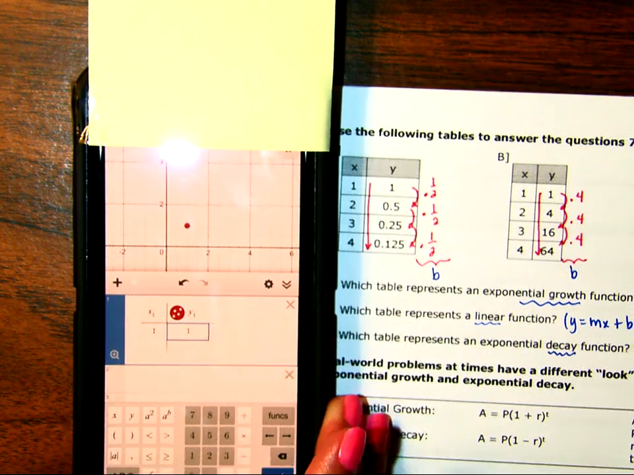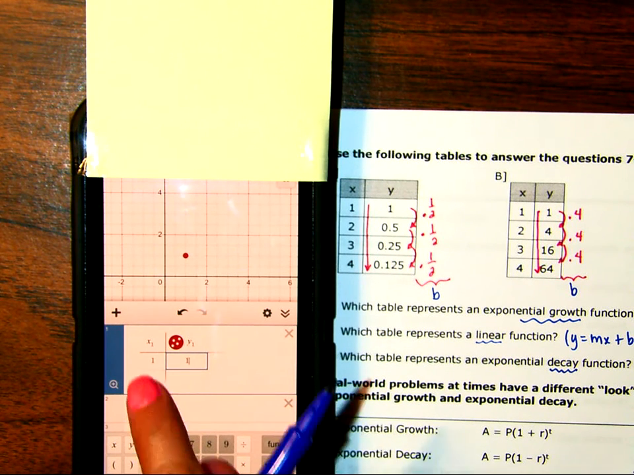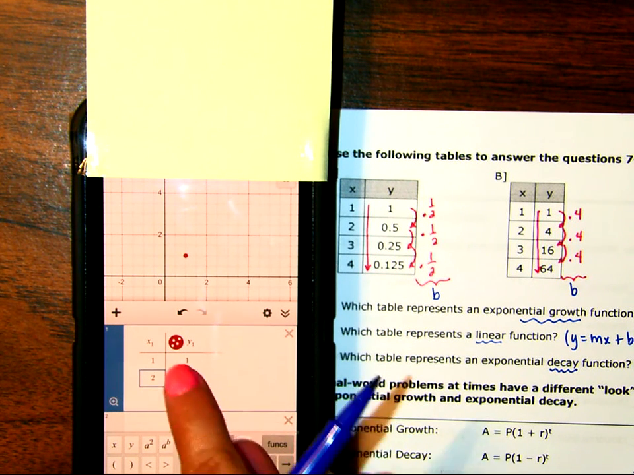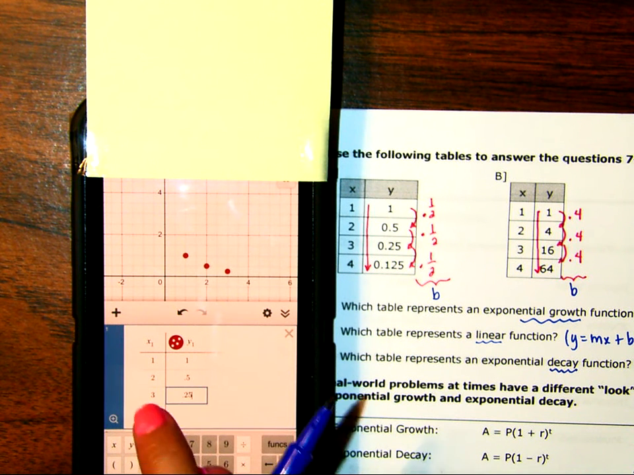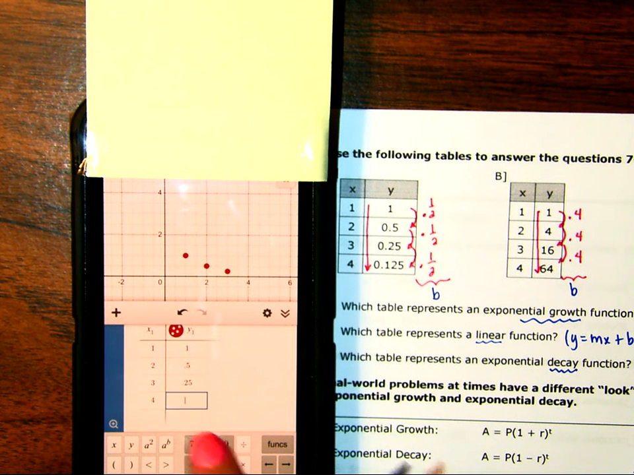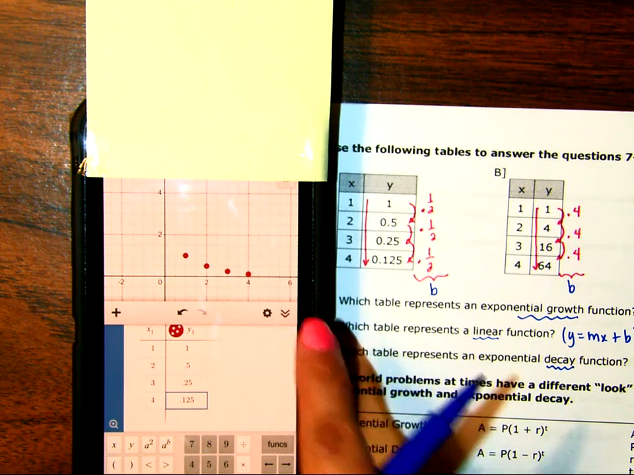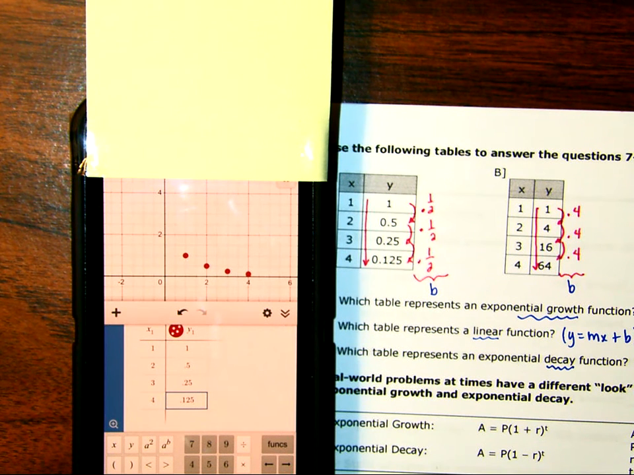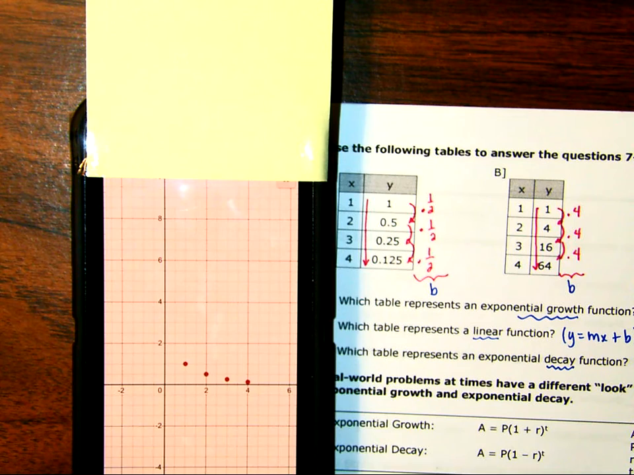Let me move this down a little bit because of the glare. See, now I blocked it with my paper, so that helps a little bit. And then 2, 0.5, 3, 0.25, and then 4, 0.125. You see it's getting smaller and smaller. It's approaching 0, so your asymptote is when y is 0, or your x-axis. Okay, awesome. Let's try the next one.